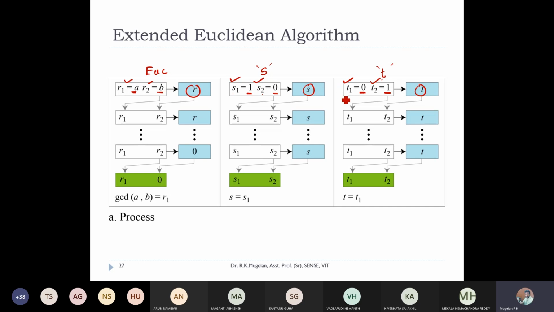We will see how this S and T have been found. This will be continued until you get your GCD value. Once you get to this step, you'll be getting some values for S1, S2, T1 and T2. Once your R2 is equal to 0, you'll be ending the process, where you'll be choosing your R1 to be the GCD of A and B. At that moment, you will take the S1 value and say it is the value of S, and you will take the T1 value and say the value of T1 as T.